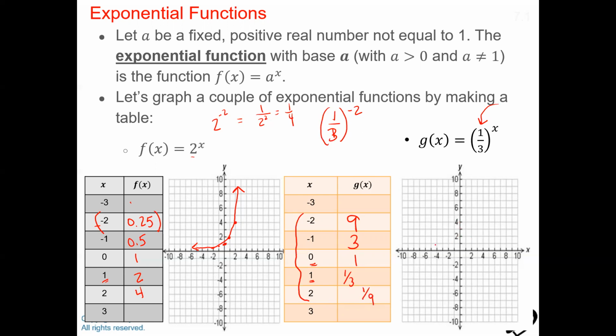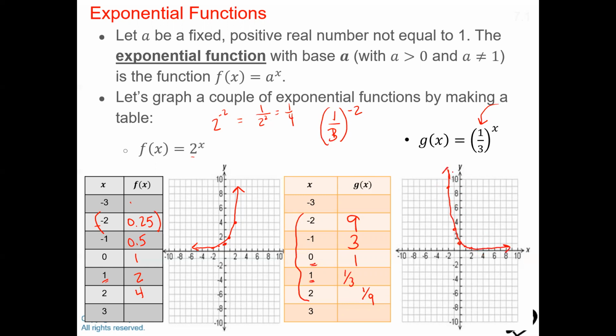All right, so we would go left 2 up 9. Then we would go left 1 up 3, 0, 1, 1, 1/3, and 2, 1/9. Gonna get really, really, really close to the x-axis, but it'll never touch it. And there we go.